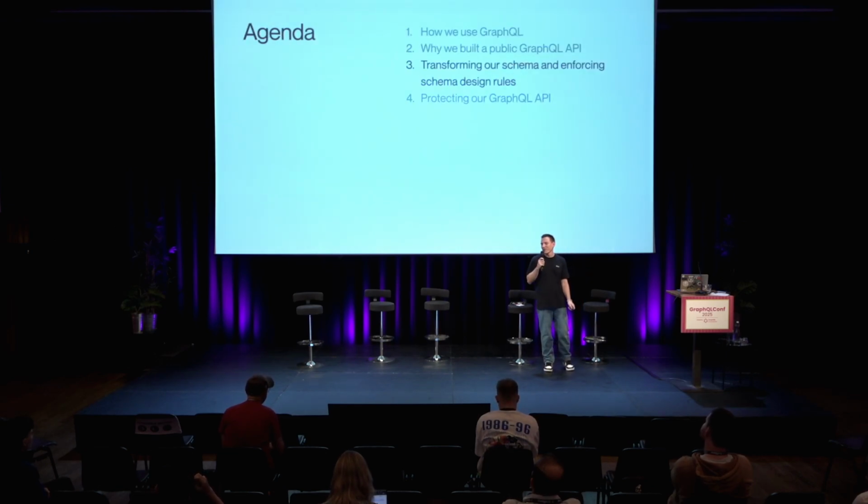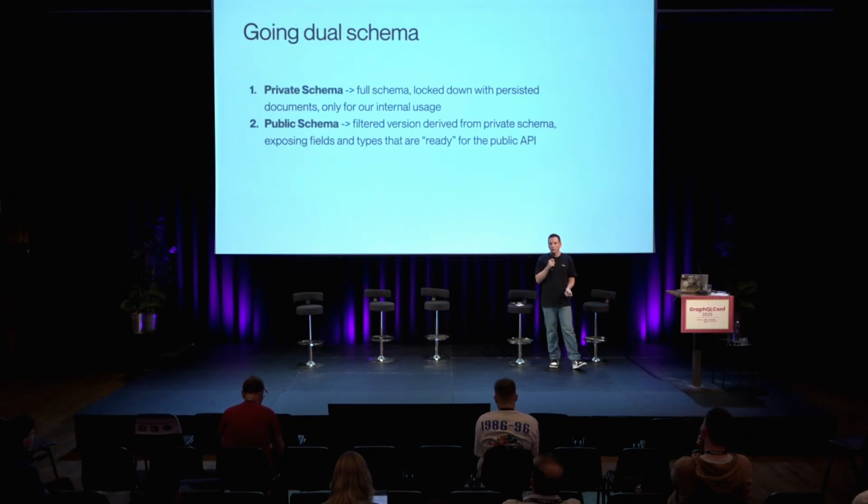Okay, so we decided to build a public API. So how we made the API that we now had into that public API. We decided we will go dual schema. So the private schema that we had, that we already used within the dashboard and CLI, at some point in the future we already planned that it will be fully locked down and only be accessible with persistent documents. And we were 50% there with the dashboard. We just did not do it yet for the CLI, because we had older CLI versions that were still being used, and we were waiting and gradually introducing persistent documents to the CLI.